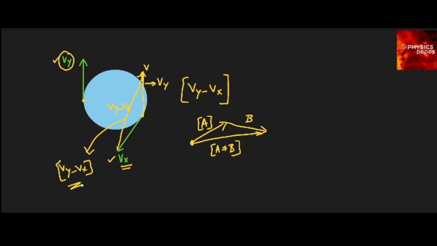So this is what gets added to Vx to get Vy, and if we add, it is very obvious, Vx plus Vy minus Vx, the Vx's cancel out and we get the Vy vector. So this is the line with which we can represent the difference between Vy and Vx as a vector.